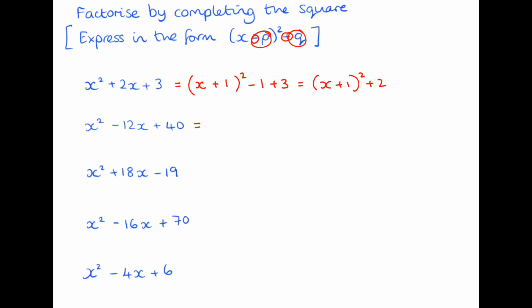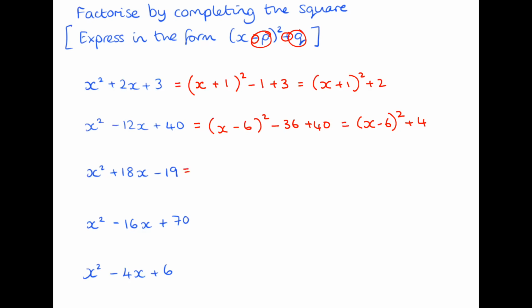Okay, next one. Squared bracket, x at the beginning. You put half of this term in the bracket with the x, and then you subtract what you just wrote down, but squared. 6 squared is 36. And then remember, you've still got your +40, and then you tidy up what's at the end. So you've got (x minus 6) squared, and then minus 36 plus 40 is +4. And that's that one done.